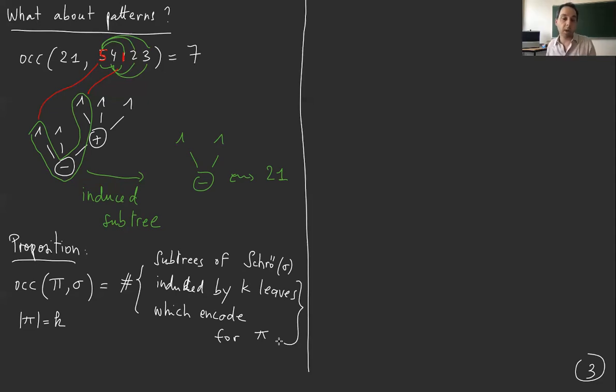So my big question was, how can I estimate the left-hand side, the occurrences of pi in sigma, when sigma is typical and large? Well, I have to estimate the number of subtrees of size k in a large, typical Schroeder tree. Okay. So now I can tell you about our result, at least in the case of separable permutations. So, patterns in separable permutations.